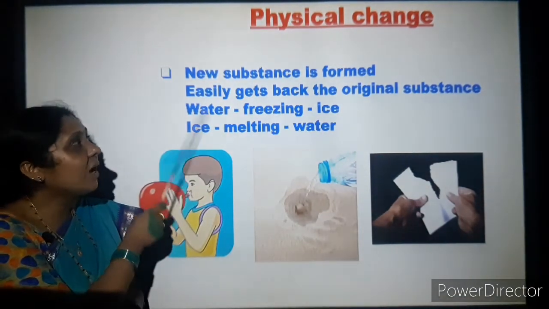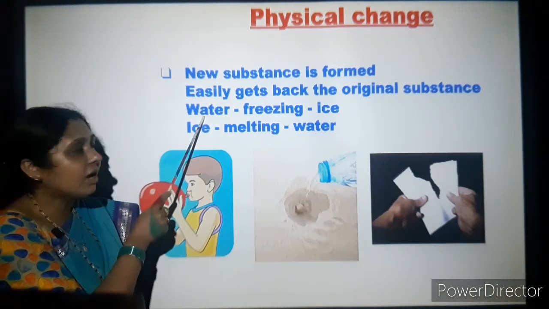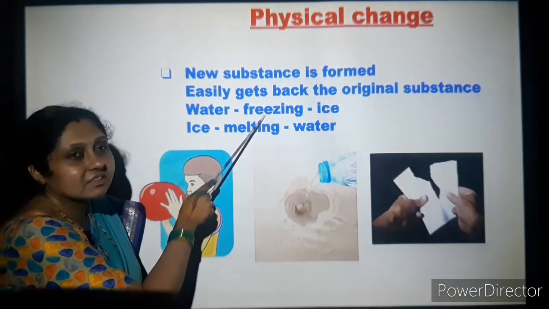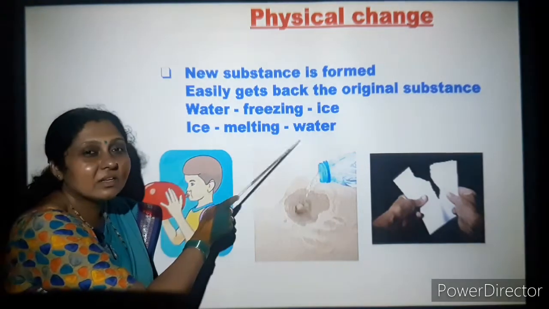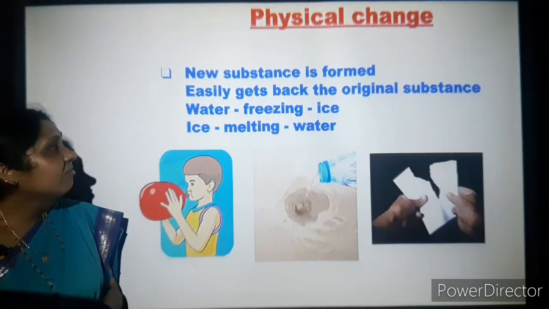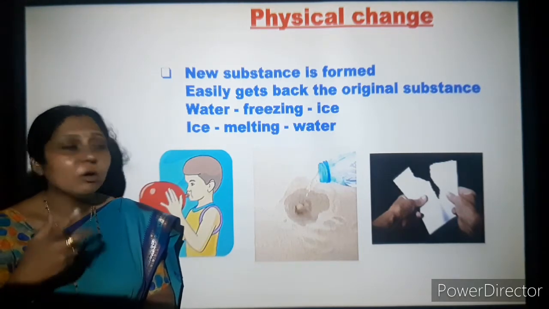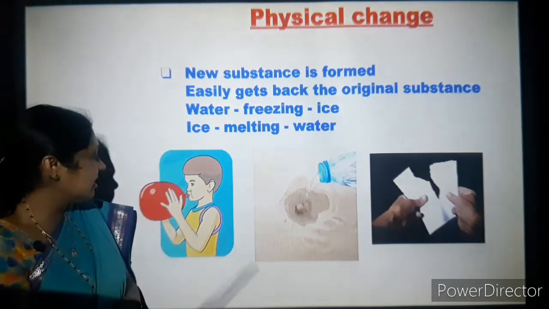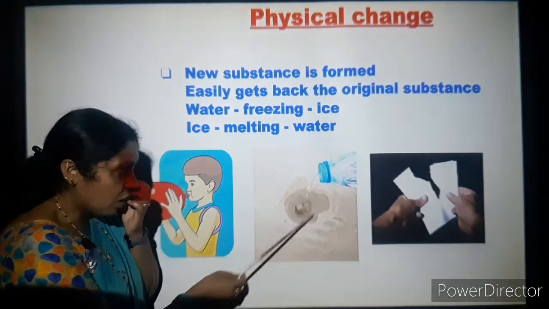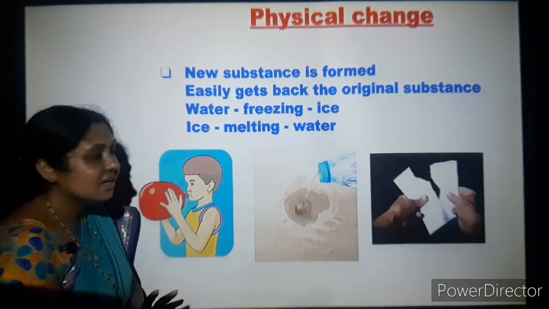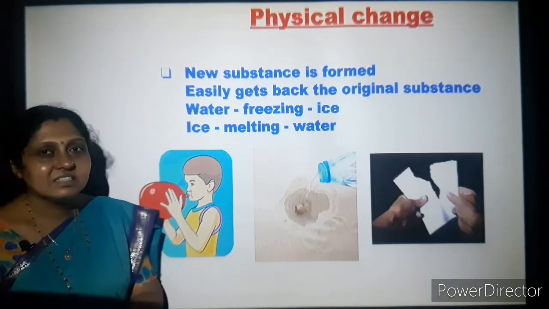Water is an example of how in a physical change you can get back the original substance. When water is frozen, you get ice. Again, when ice is melted, you get the water. So, that is one example where you can come to know how the original form can be got back. There are many more examples here: blowing of the balloon, mixing of the sand with water, tearing the paper. These are the examples of physical changes.